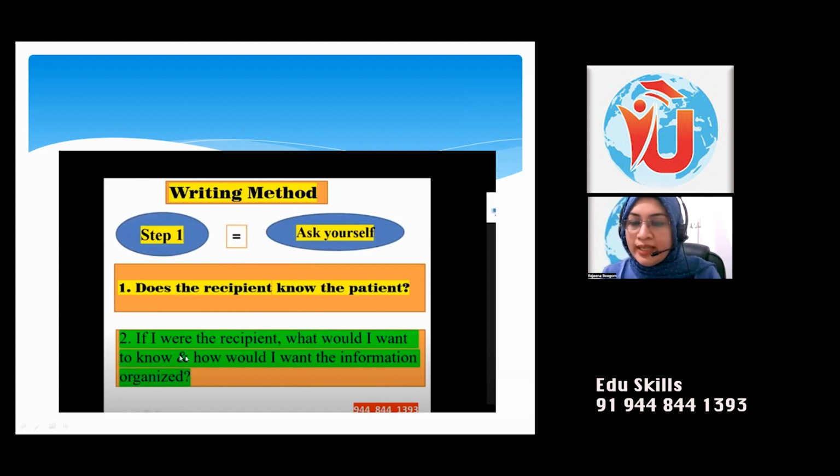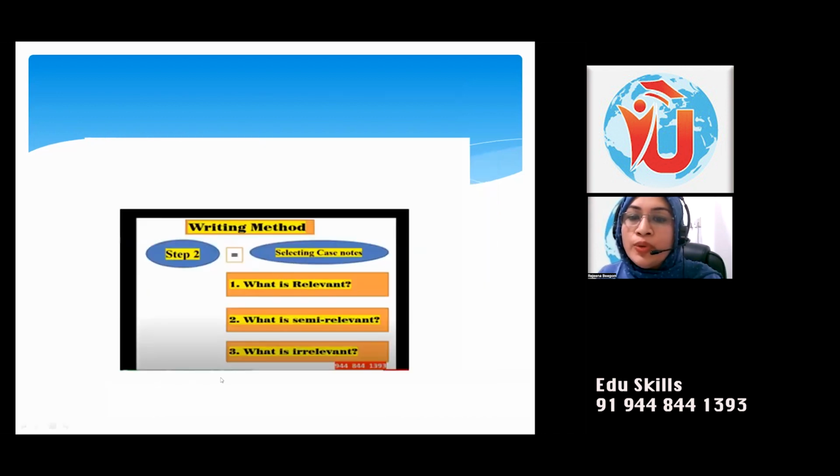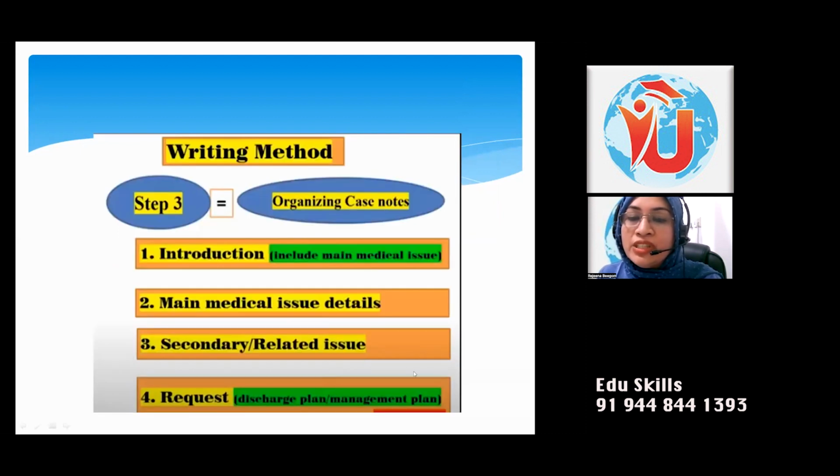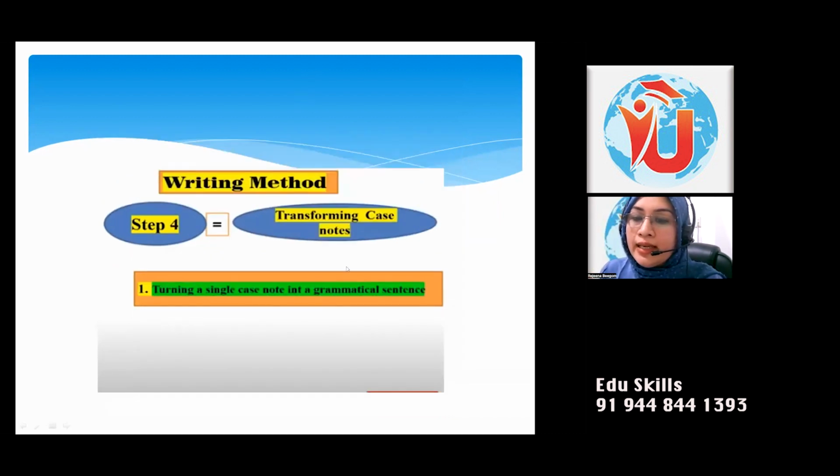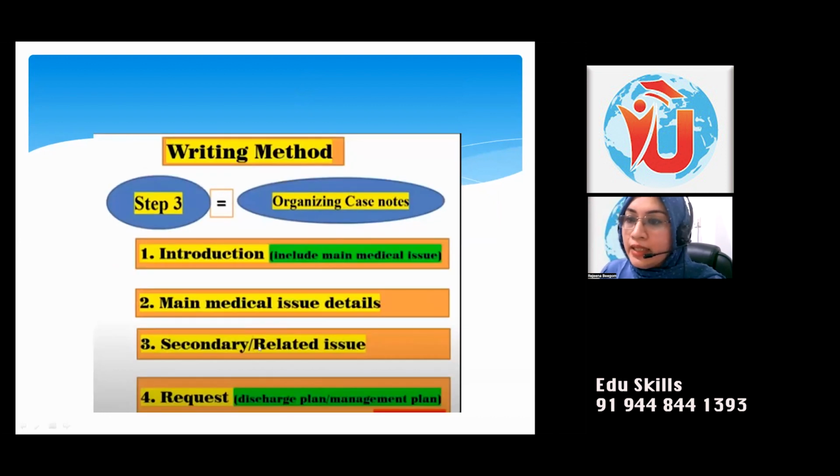Then, if I were the recipient, or as I said earlier, what would I want to know, or how would I want the information to be organized? I had already explained that in the step 1 points. And step 2, what is relevant, what is semi-relevant, what is irrelevant. Already we had finished with this. And step 3, organizing the case notes, like the introduction. Yes, include the main medical issues in the introduction. Then secondary details. If we have secondary details, you can divide them into paragraphs and then write it. Then the social paragraph and then the request paragraph.